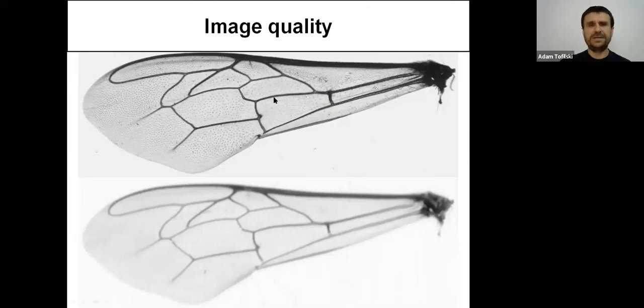Here we can see images obtained with the photographic scanner in the upper part, and you see more details, you see hairs on the wing. The lower image is from the BIBBA scanner, which you have seen before. It's not so good, but it's good enough because the veins are clearly visible and they can be used for measurements.